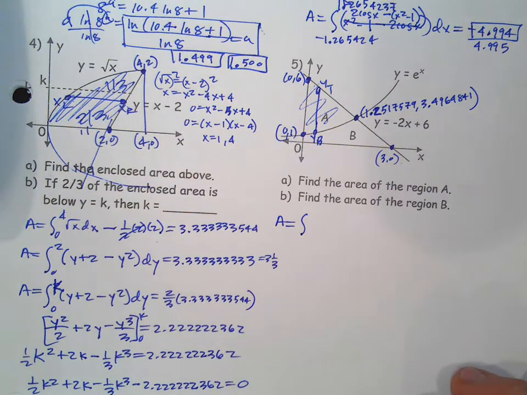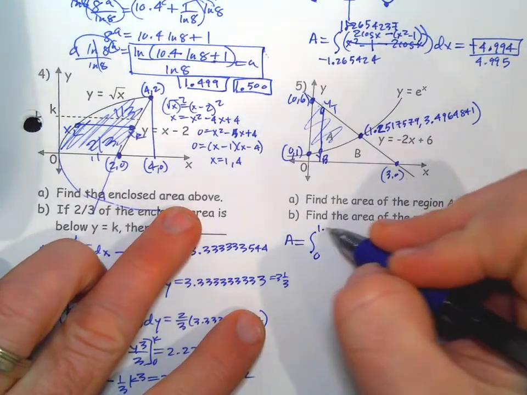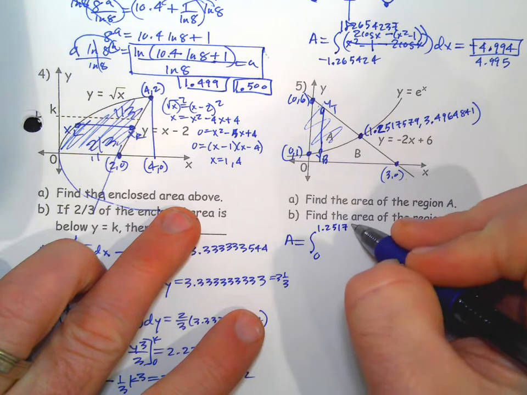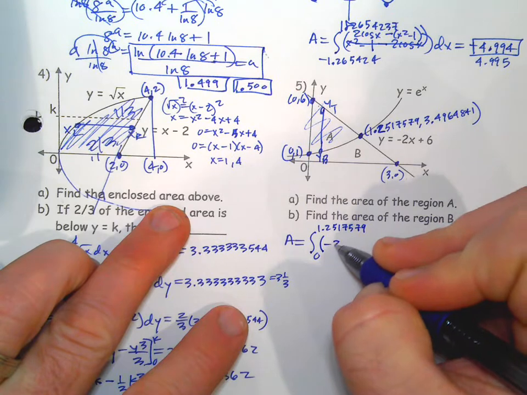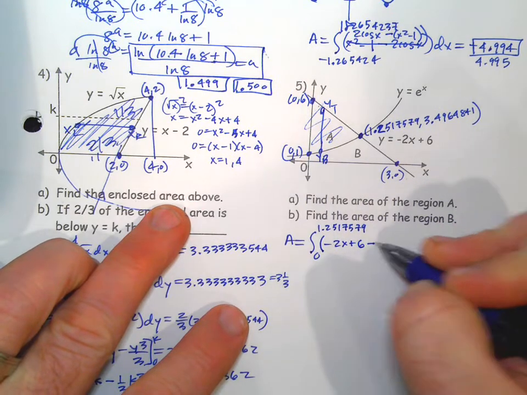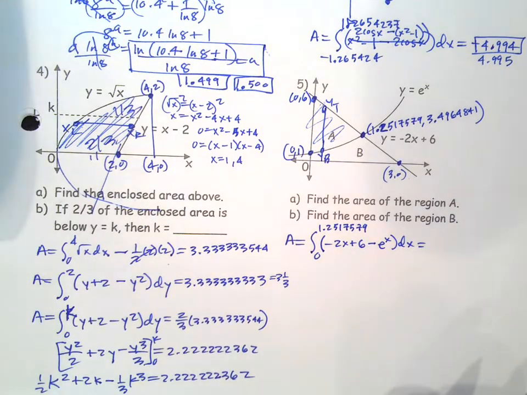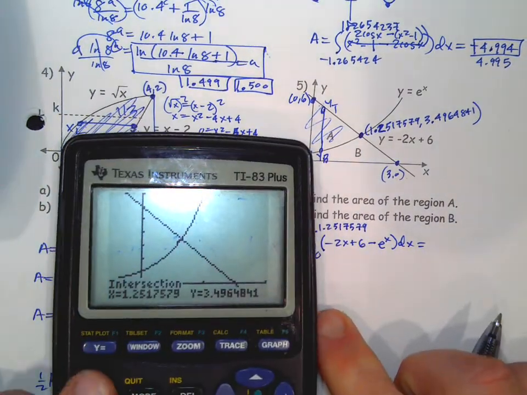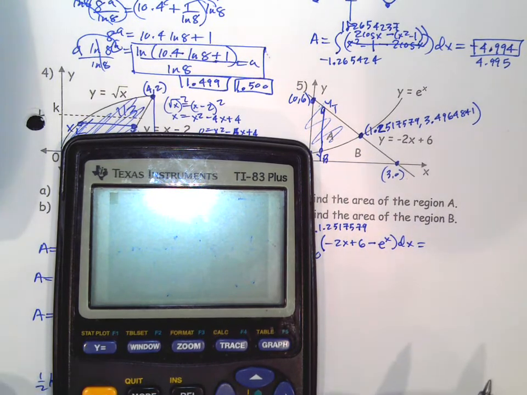Okay, so our limits, we're going to go left to right, 0 to 1.2517579. Y top is the line, -2x plus 6. Y bottom is the exponential, minus e to the x dx. That's our setup. And put in our calculator. I wouldn't do it from the graph screen because if you want to do multiple functions at the same time, you can't. So I'm going to do it here.